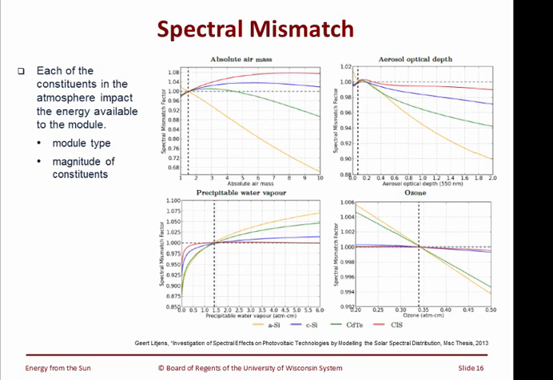In the lower left-hand corner, we have the response of these technologies with precipitable water. Here, one can see that, for example, the CdTe module in green has a much larger spectral mismatch factor with respect to precipitable water, which is to say that the more water in the atmosphere, the greater the relative performance of a CdTe module over, for example, a crystalline silicon module.